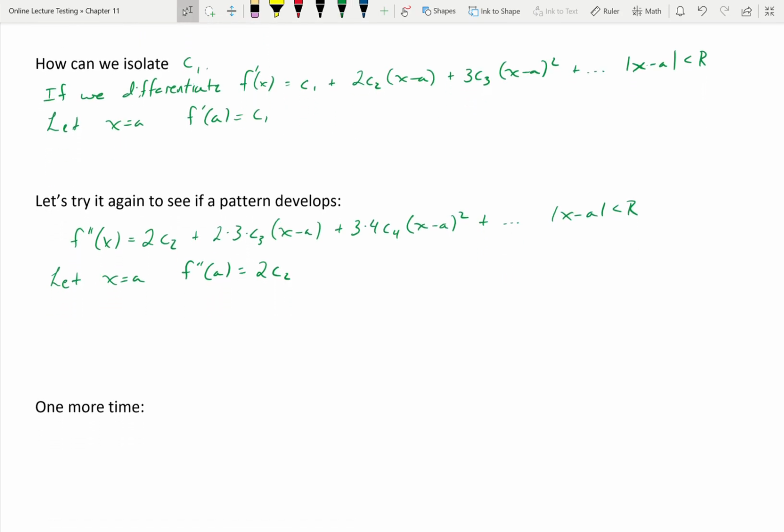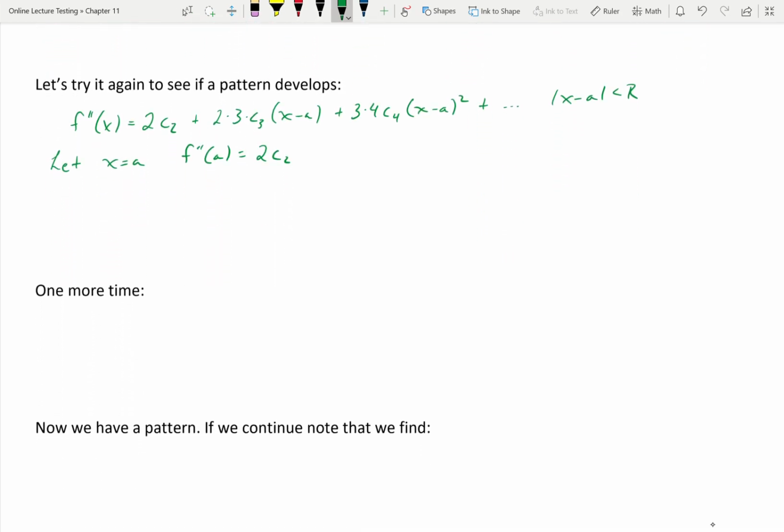All right, let's do that one more time. f triple prime of x, and we're going to start realizing a pattern here. So this is why I'm pushing this one more step. We're going to get 2 times 3 times c3 plus 2 times 3 times 4 c4 (x minus a) plus 3 times 4 times 5 c5 (x minus a) quantity squared, plus so on. And then we're going to get |x minus a| less than r.